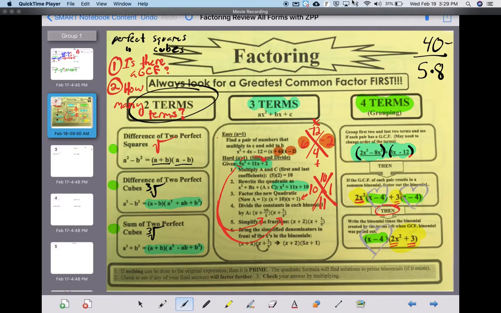This right here is just to review that the factors of 40 are 5 and 8, and you can check your factors by multiplying things back together. Are 5 and 8 truly factors of 40? Yeah, because 5 times 8 is 40. All right, let's get factoring.